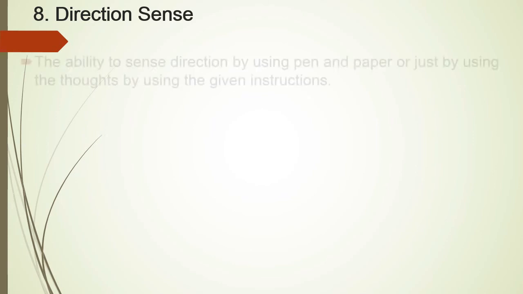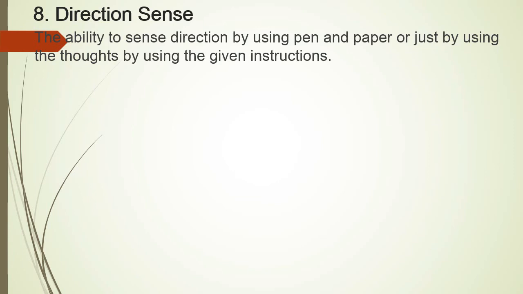Now let us look into the eighth classification in logical reasoning, verbal reasoning, that is direction sense. So it is the ability to sense direction by using pen and paper or just by using the thoughts, by using the given instructions. So basically direction sense helps us to visualize the instructions that are given, that are perceived, and based on that the position or the angle or the direction of a thing or person could be determined.